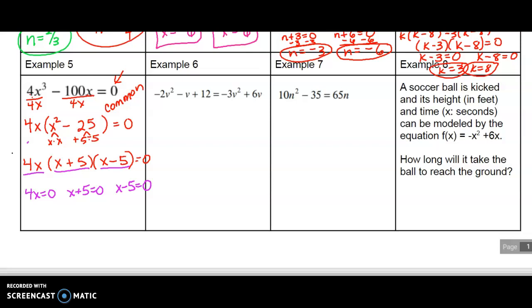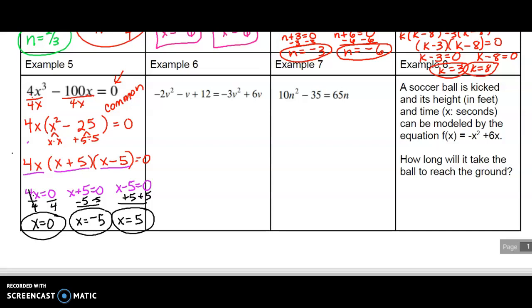And then we want to solve. Since these are being multiplied, we're going to divide. So x equals 0 is an answer. I'll subtract 5. So x equals negative 5. And then I'll add 5. So x equals positive 5. All right.